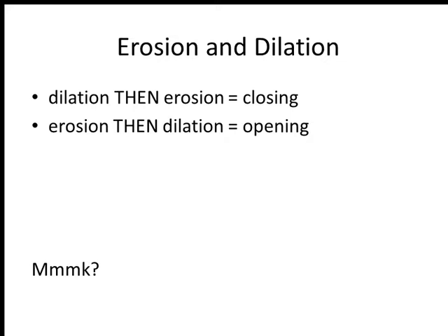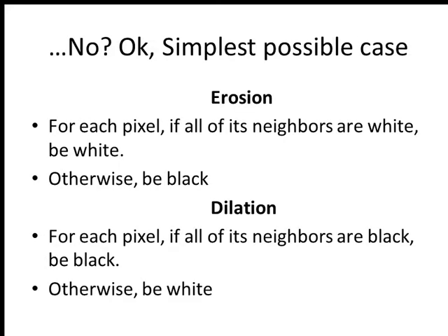So let's explore this further. Let's remind ourselves of what dilation and erosion are. For the simplest possible case, a 3x3 structuring element where everything is a 1, erosion is a case where each pixel, if all of its neighbors are white, is white, and otherwise is black. And dilation is the case where for each pixel, if all of its neighbors are black, then it's black, and otherwise it's white.